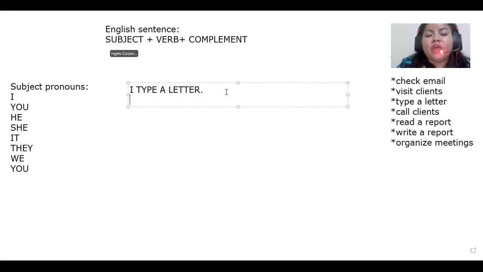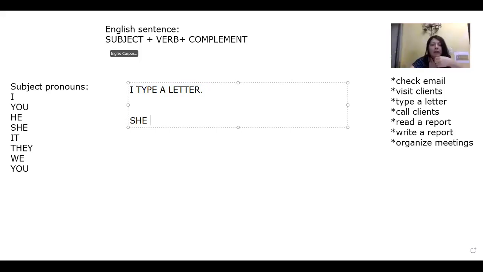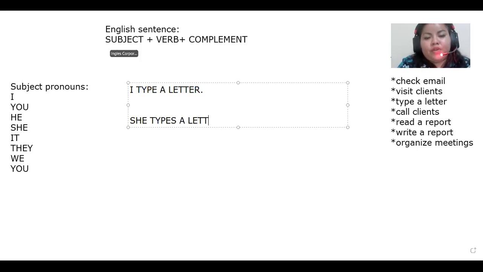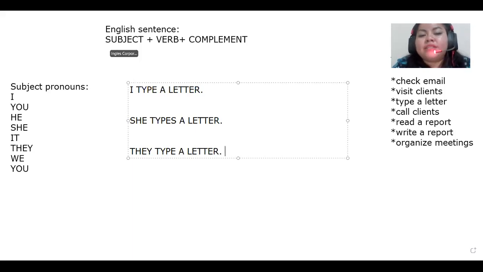I type a letter. I want to make this sentence using the subject pronoun she. The same vocabulary. What do I need to do? Types. She types a letter. Very good. And I'm going to do the same with the others. They type a letter.